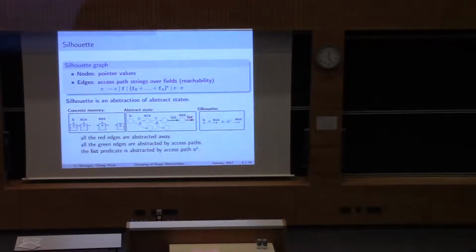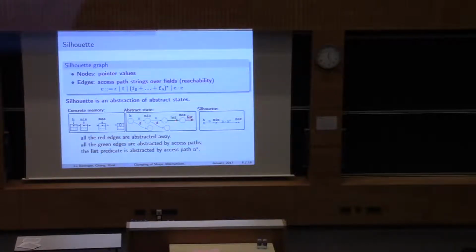Formally, we define silhouette as a graph where nodes are pointer values and the edges are labeled with an access path, a string over fields. It means that starting from the source node, by following the access path string, we can reach the destination node. A very important property of silhouette is that it is an abstraction of abstract states. As an example, the concrete memory can be abstracted by the abstract states, where the two edges starting from the node H abstract the first list element, and the two edges starting from the node min abstract the second list element pointed by pointer min.